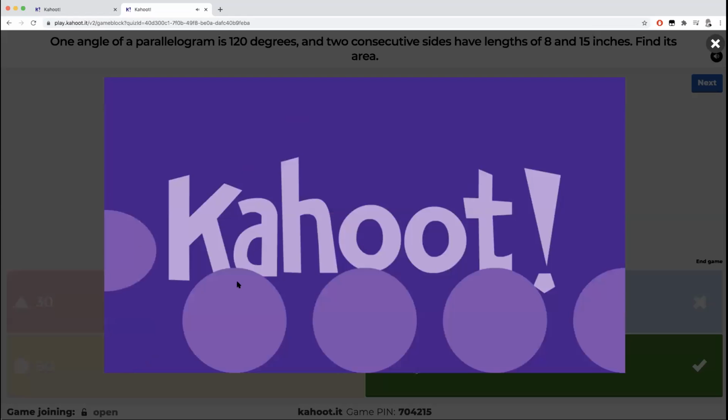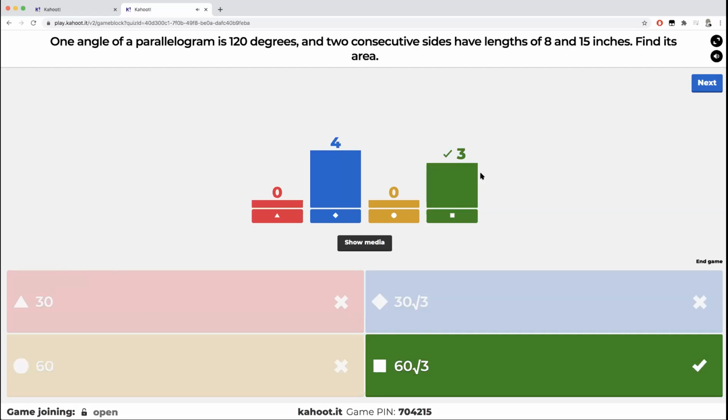Ooh, 60 square root 3. Yeah, 60 square root 3 is the correct answer. I think if you got 30 square root 3, you probably only calculated the area of one triangle if you divided the parallelogram into 2.